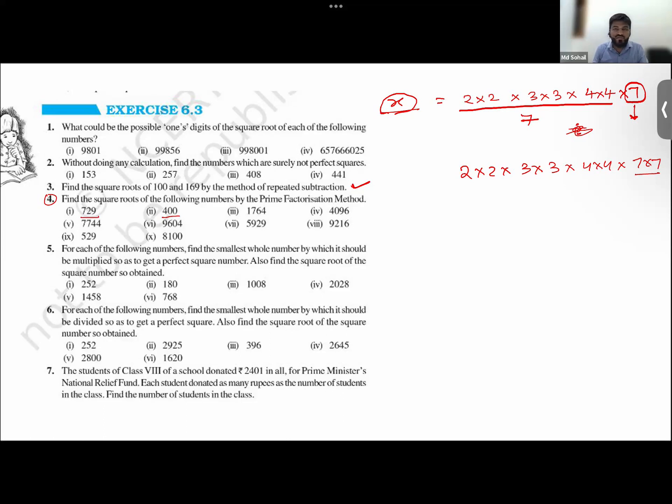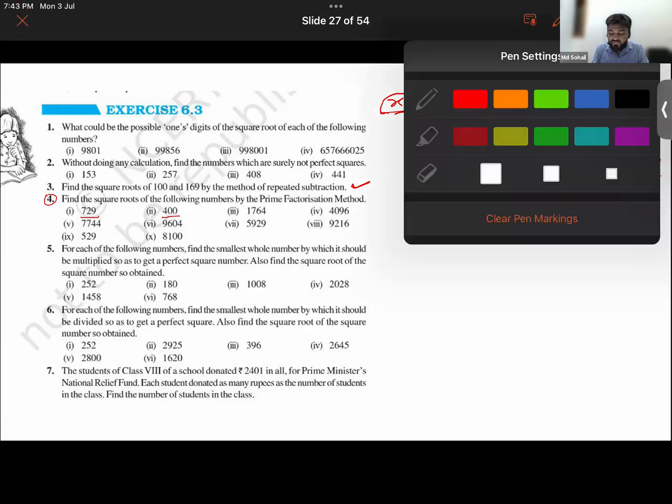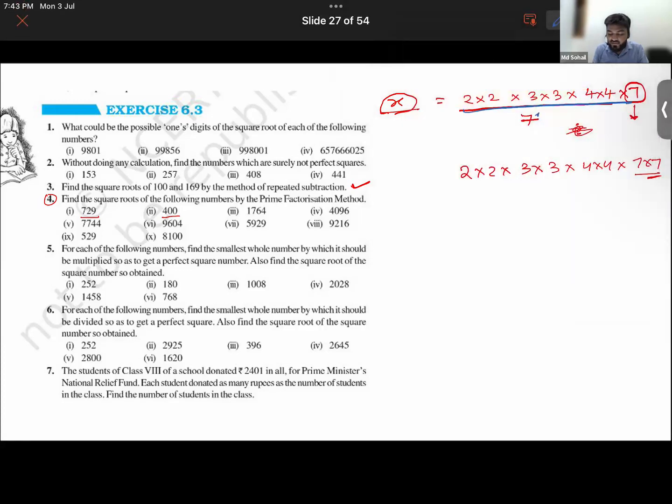If the question asks you which number should be multiplied, then you will multiply by 7 here. Or if the question asks which number should be divided, we can clearly see that if we divide the whole number with 7, then the 7 and 7 will get cancelled and you are left with perfect pairs here. Right guys? And if you multiply also, you get pairs of numbers, and hence the number will become a perfect square.